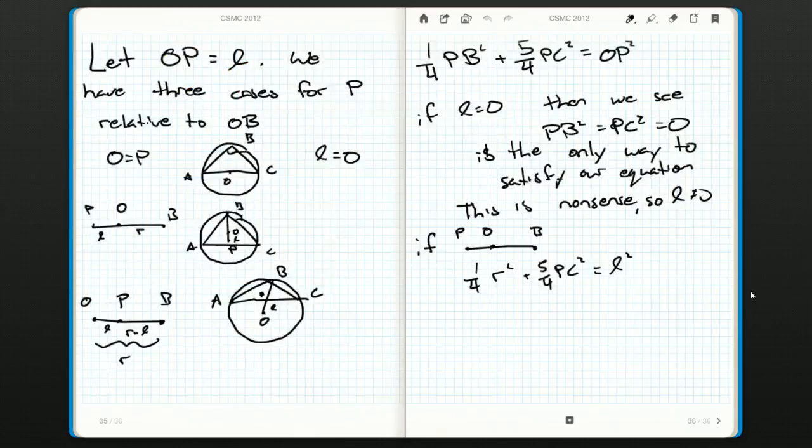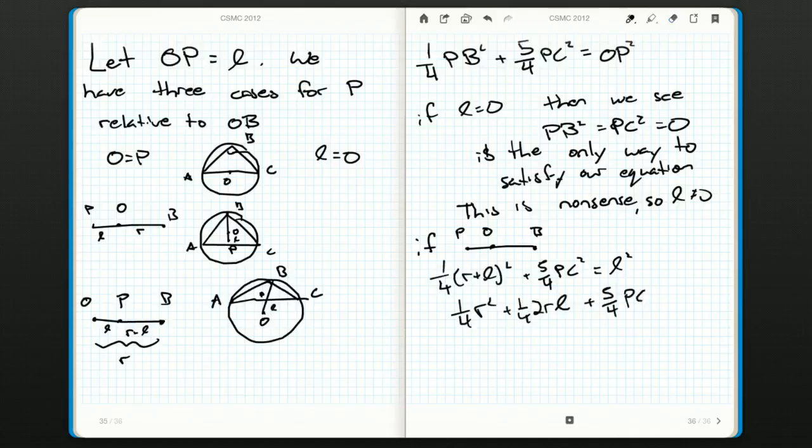Okay, so we have it at this stage. Oh, sorry, no. 1/2 r plus L squared. And so that's going to be 1/4 r squared plus 1/4 2rl plus 5/4 pc squared is equal to 0. The L squareds will cancel out.